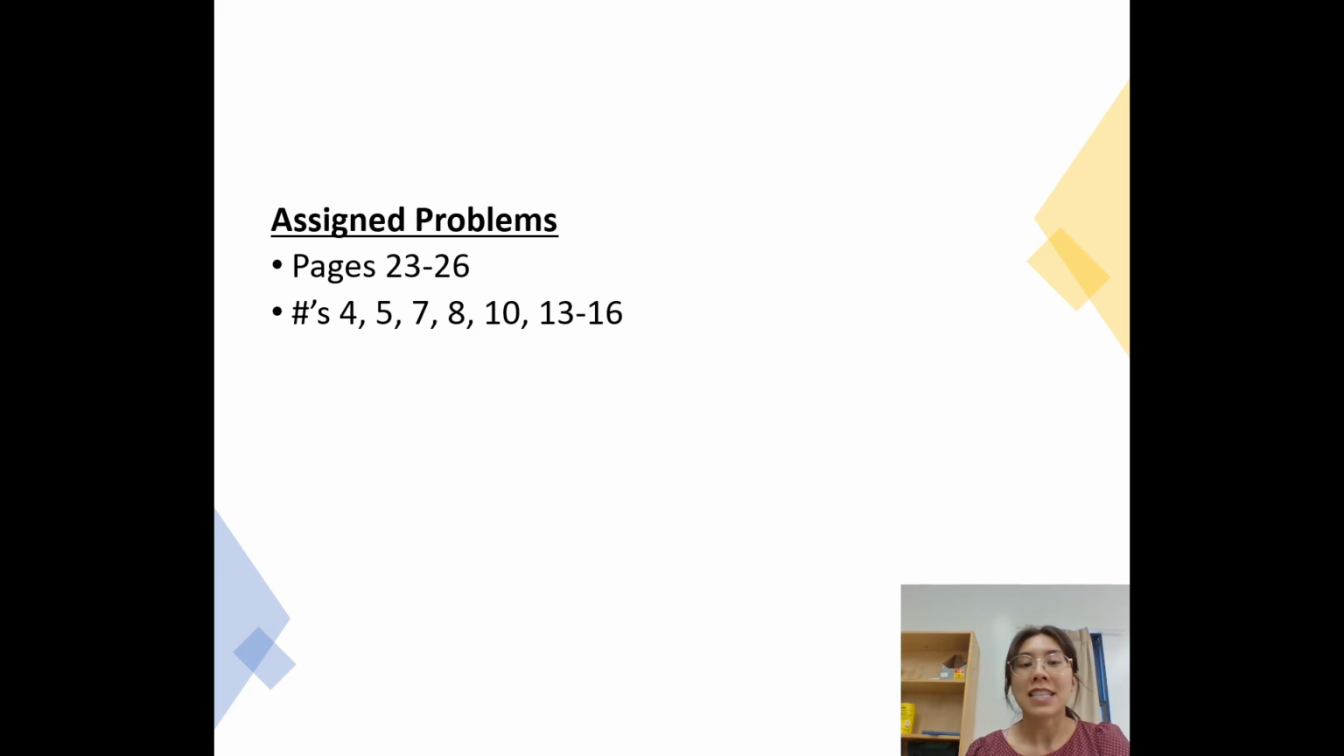For the rest of the class, I would like you guys to work on the assigned problems. It is pages 23 to 26, numbers 4, 5, 7, 8, 10, and 13 to 16 in your textbook.